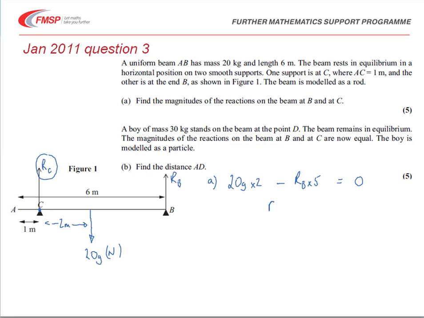We get that R_B is equal to 20g multiplied by 2, divided by 5, or in other words, it's 8g newtons. It's quite okay to leave your answer as 8g, although you could, if you wish, express it as a decimal.